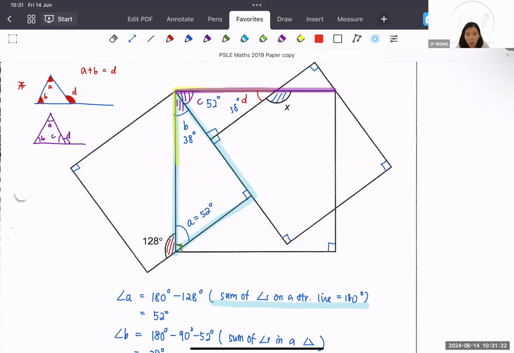So markers mark for method marks and it has to be logical. I know sometimes we just so happen that we are able to get that answer, but if the steps are not logical or it doesn't make sense how you get the answer by doing some operations, then sometimes you don't get the marks because mathematically it's not logical to get to that equation.